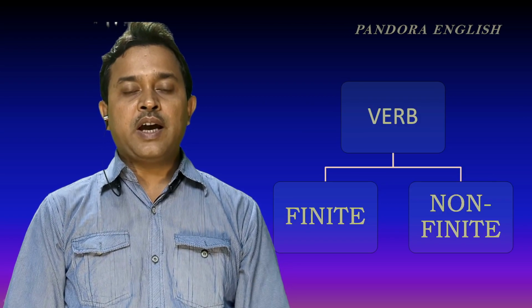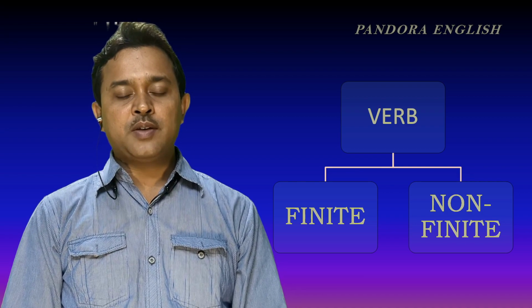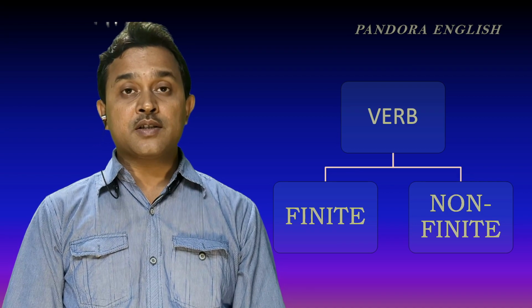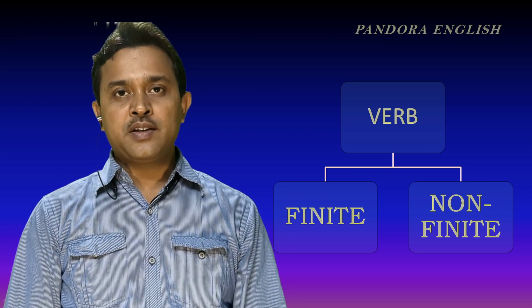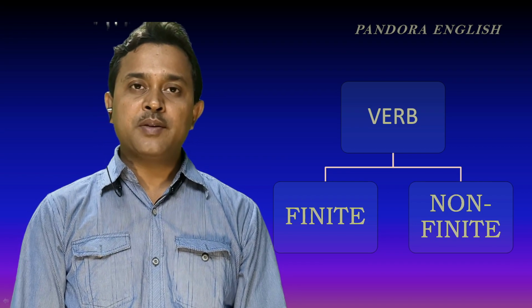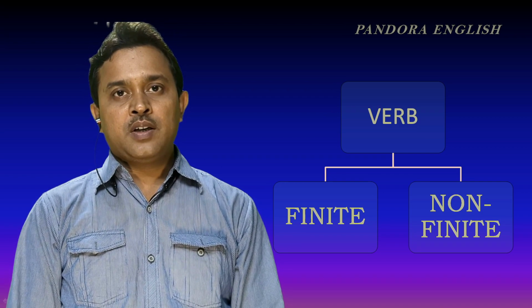As you know, the action words are known as verbs. The verbs describe what a subject does in a sentence. The verbs are of two kinds. One is a finite verb and the other one is a non-finite verb.